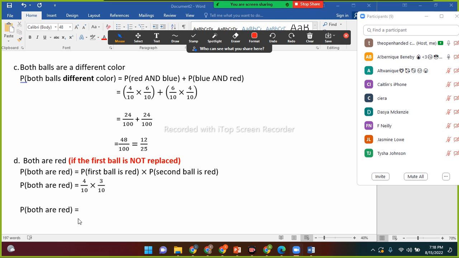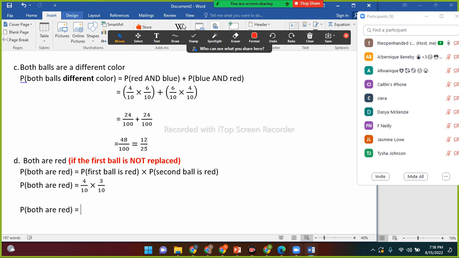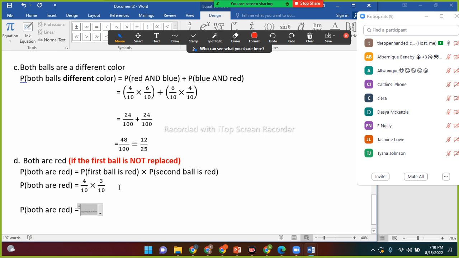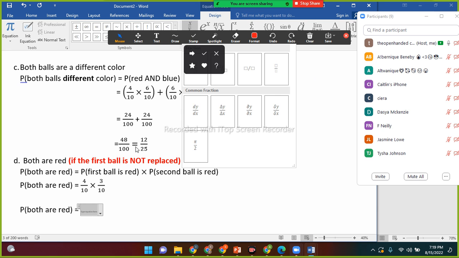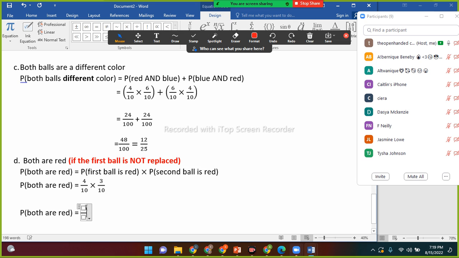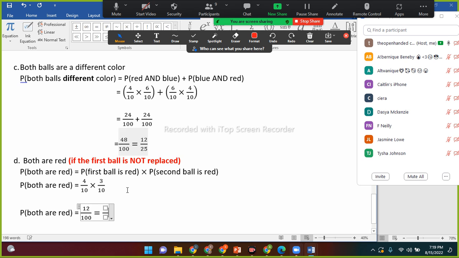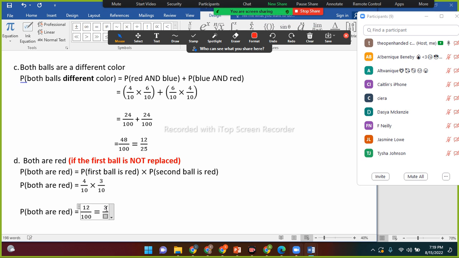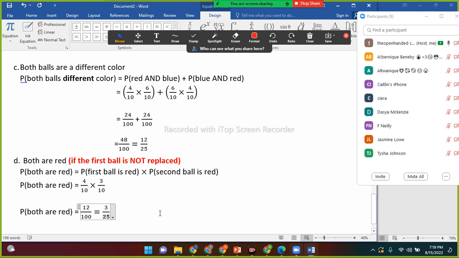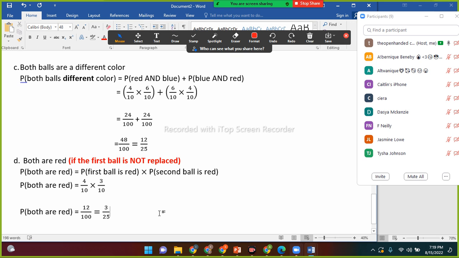I can't hear nothing. Okay, so it's gonna be 4. Sorry about that. It's gonna be 4 times 3, which is 12. 12 over 100. Let me simplify that. What we get, Deja? 3 over 25. 3 over 25. Yeah. So we have to be careful, especially with these questions. Be very, very careful.